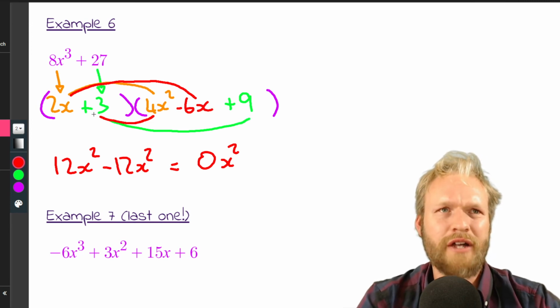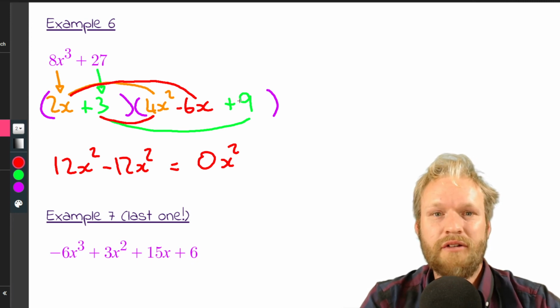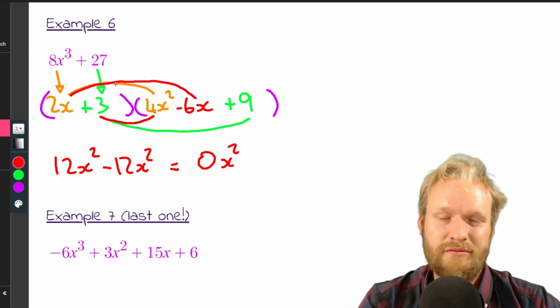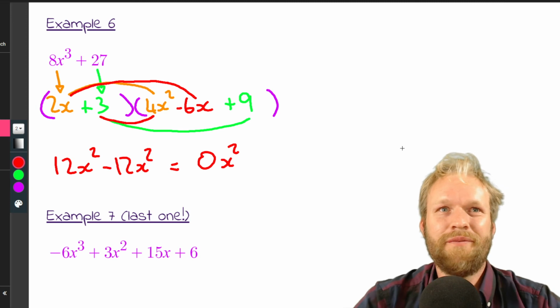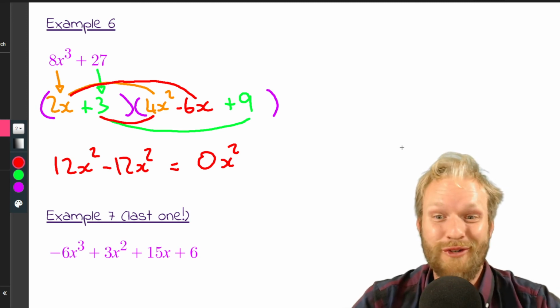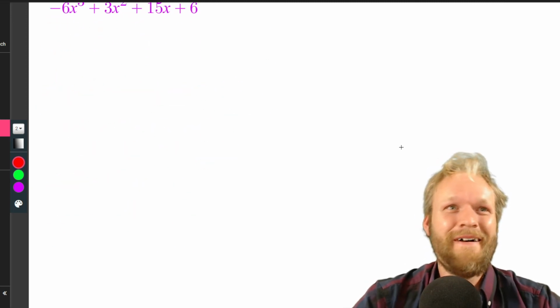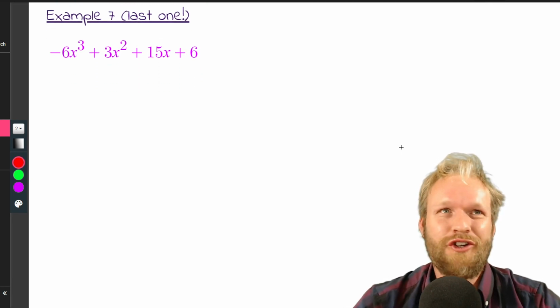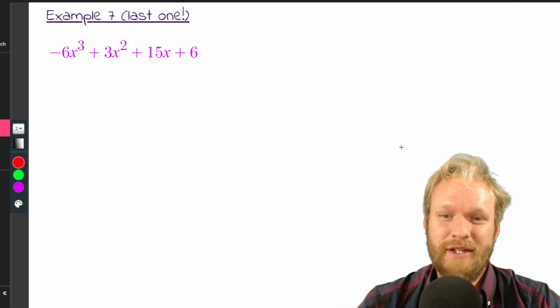And that'll work. Again, we can check the x's. 2x times 9 is 18x. 3 times negative 6x, negative 18x, kind of makes 0 x's. Okay, so last one. You ready? Last one. Excellent. So for our last one, we've got negative 6x cubed plus 3x squared plus 15x plus 6.